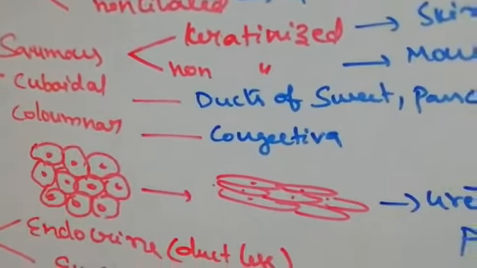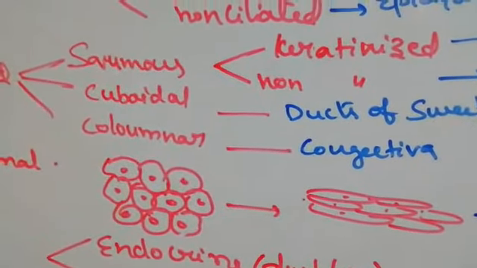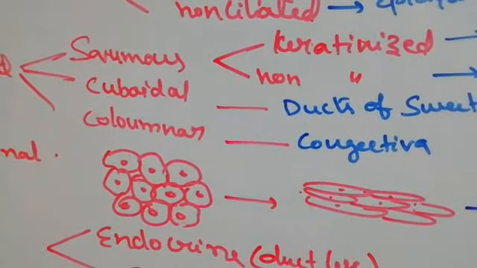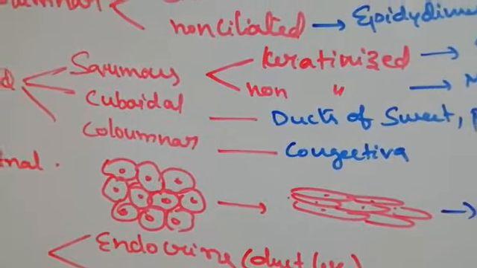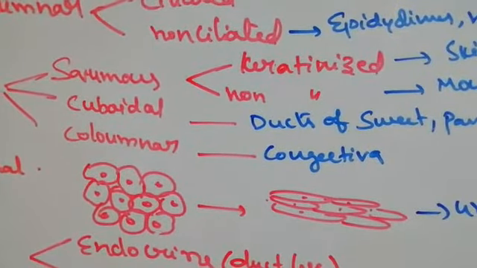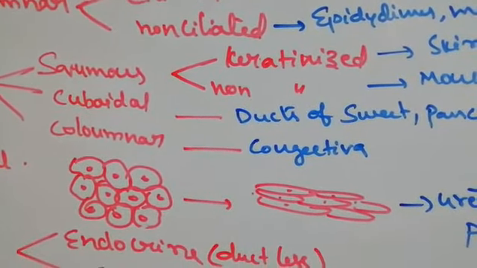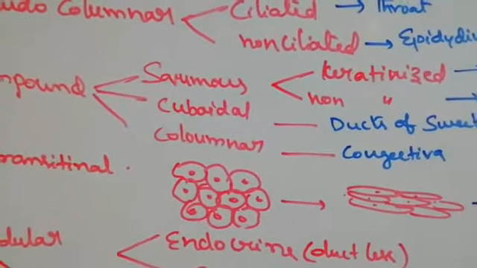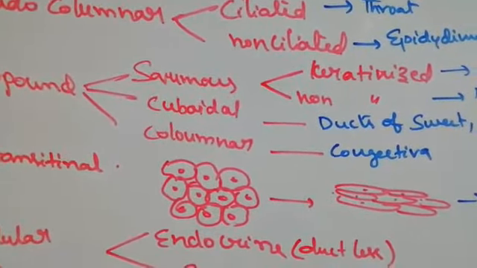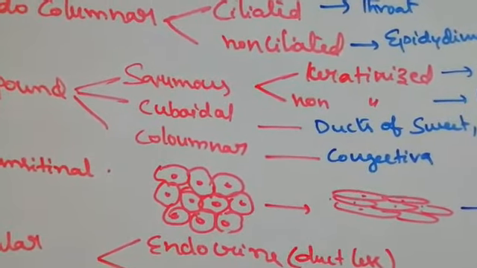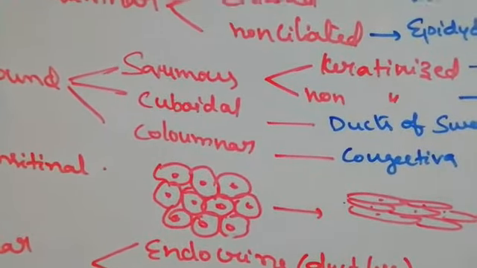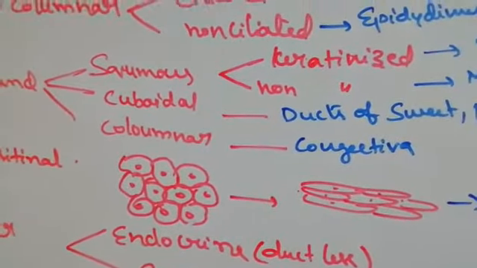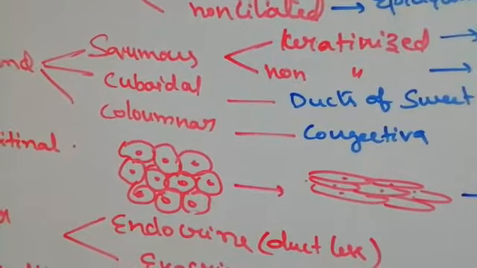Next type is the cuboidal. Simple cuboidal tissues combining more and forming a multi-layer is called the stratified cuboidal. They are present in the ducts of sweat glands and pancreas. And the third one is the stratified columnar. A group of columnar layers combined form the stratified columnar. An example is the conjunctiva, which covers the sclera of the eye.